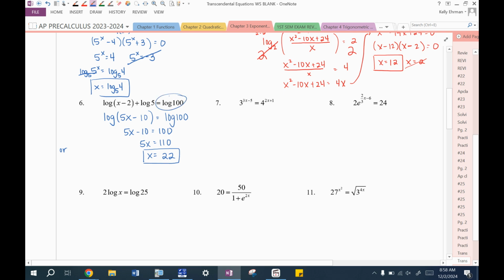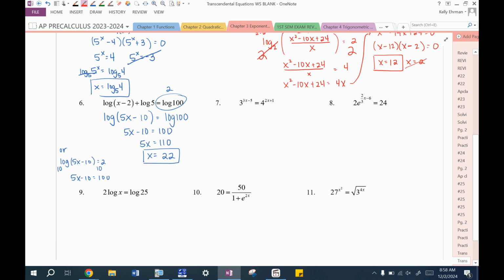Log of 100 is something we can evaluate. That's equal to 2. So you could have still condensed this side. The log of 5x minus 10 equals 2. And then if you do that, you're going to base 10 both sides. So see how you get to the same place. You still get to solving this equation. So 2 ways to show the work for that one.